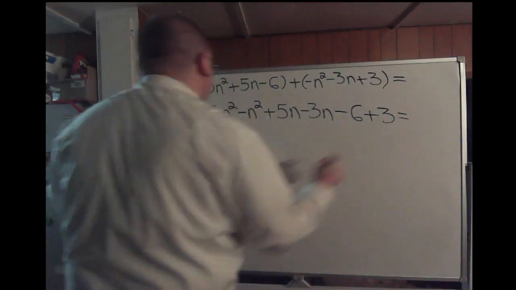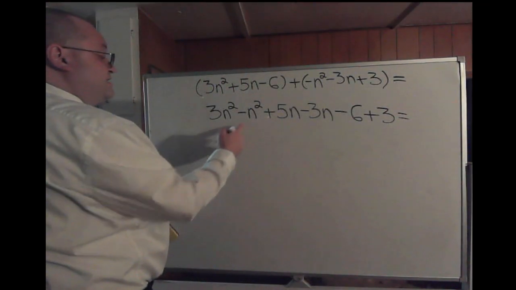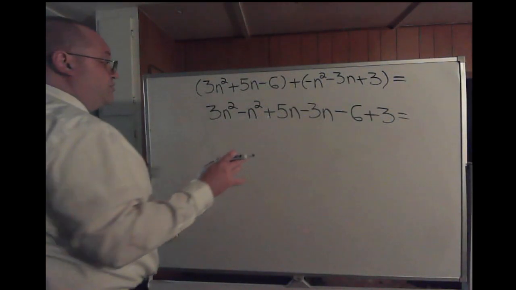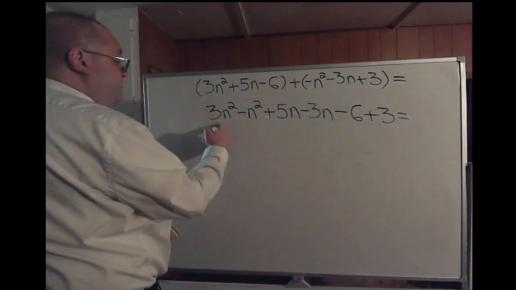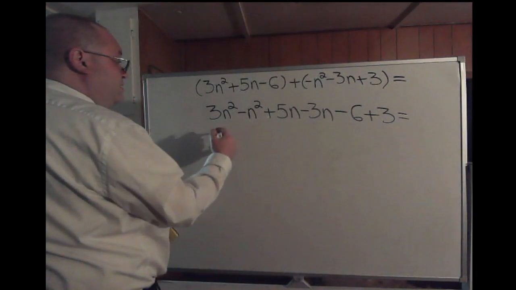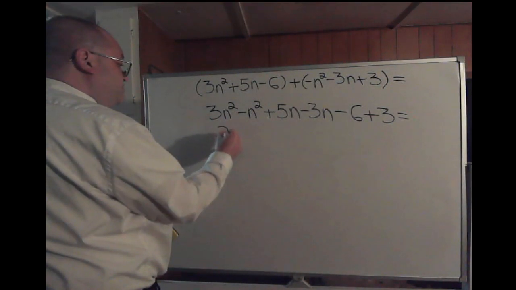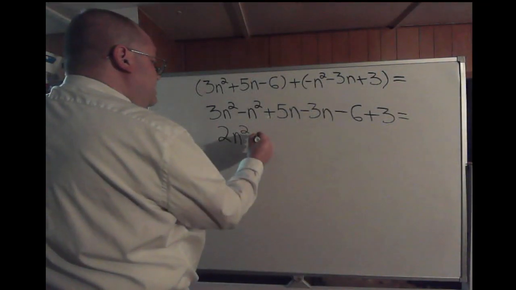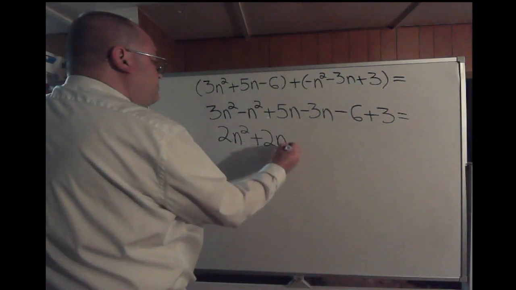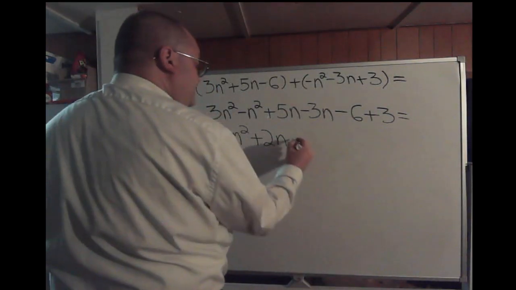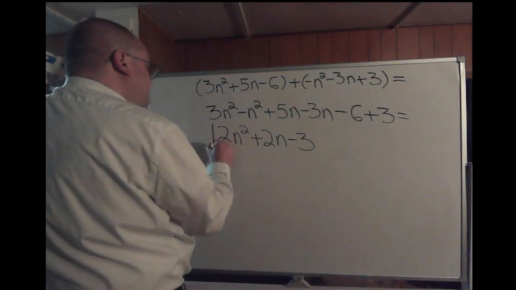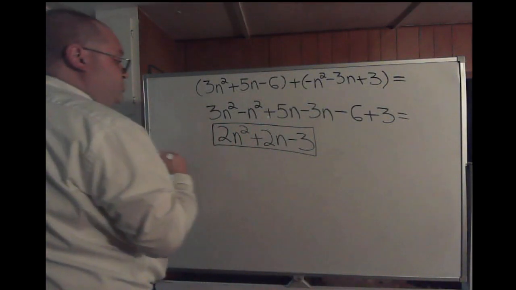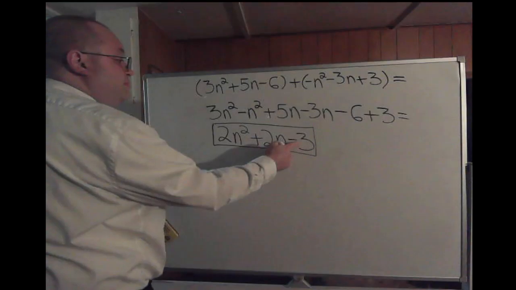So we'll go through, add all this up. We have 3n squared minus n squared. We just take the coefficients still like you would for like terms and subtract. The coefficients, of course, 3 and 1. 3 minus 1, that's 2, so you'll get 2n squared. Then you have plus 5n minus 3n, that'd be plus 2n. Then you have negative 6 plus 3, that'd be negative 3. So the answer you should get for this problem, once it's simplified, should be 2n squared plus 2n minus 3.